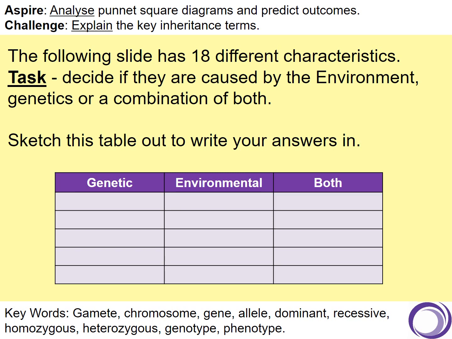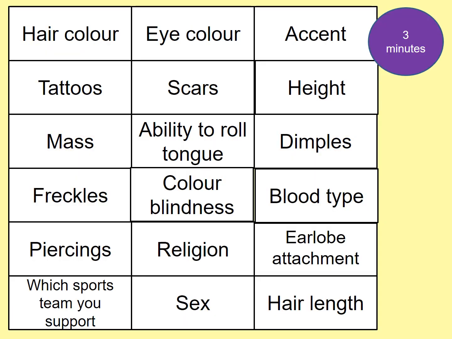that's fine. But the 18 characteristics are hair colour, eye colour, accent, tattoos, scars, height, mass, ability to roll your tongue, dimples, freckles, colour blindness, blood type, piercings, religion, earlobe attachment, which sports teams you support, sex, as in whether you're a boy or a girl, and hair length. 3 minutes to decide which column, genetic, environmental, or both, each of those 18 characteristics fit into.